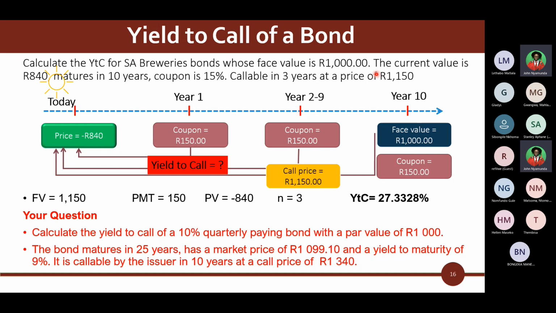The current value is 840, so PV is minus 840. PMT is 150. But our FV, callable in 3 years at 1,150, is 1,150. So it's minus 840, PMT 150, FV 1,150, N is 3. Then you say, go give me an I, and it will give you that number.